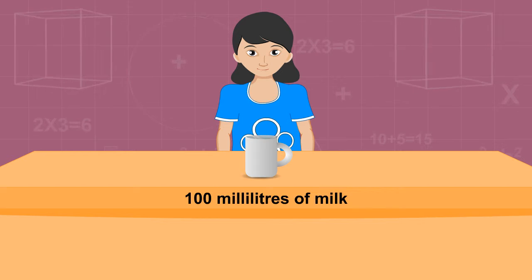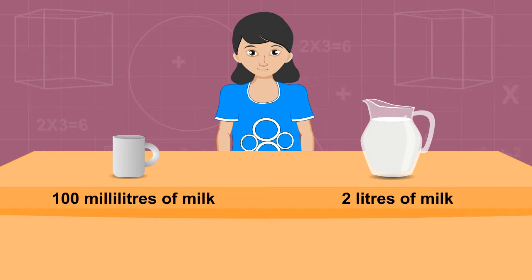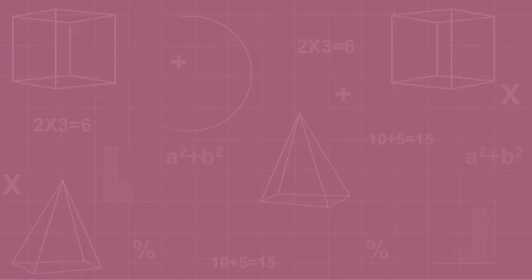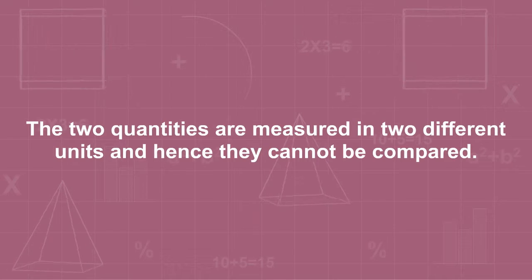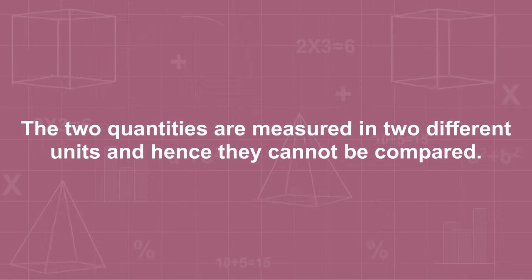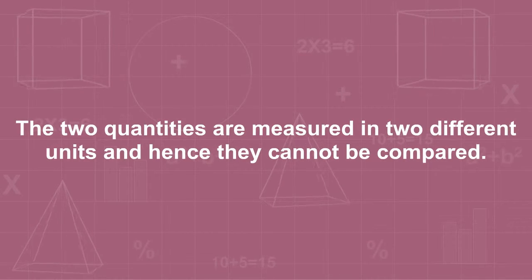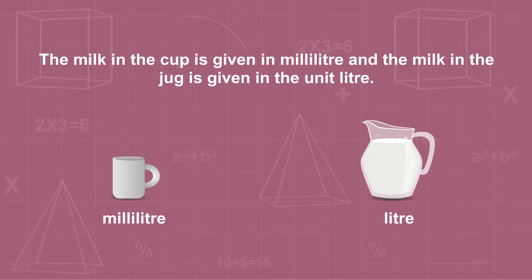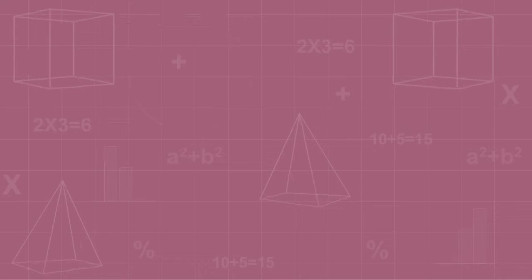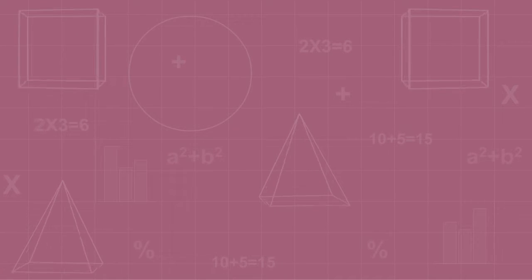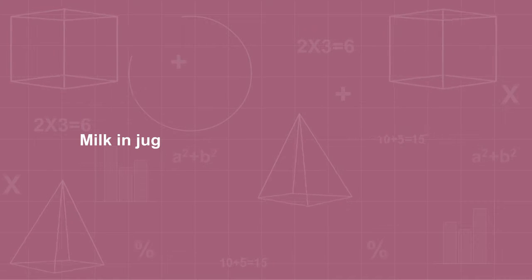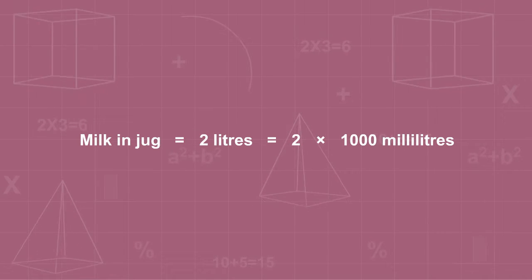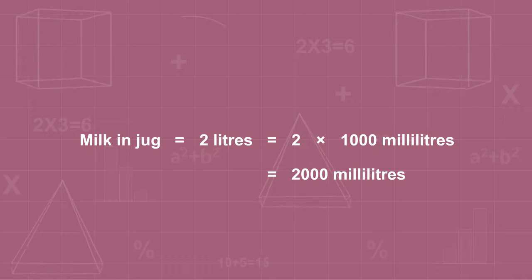Vinita has 100 milliliters of milk in a cup and 2 liters of milk in a jug. Varun, can we compare these units? No, Grandpa. The two quantities are measured in two different units, and hence they cannot be compared. The milk in the cup is given in milliliter, and the milk in the jug is given in the unit liter. So we have to convert liter and milliliter in the same unit.